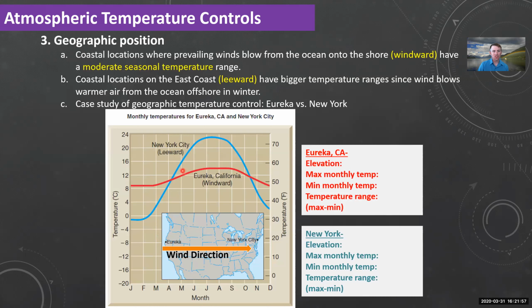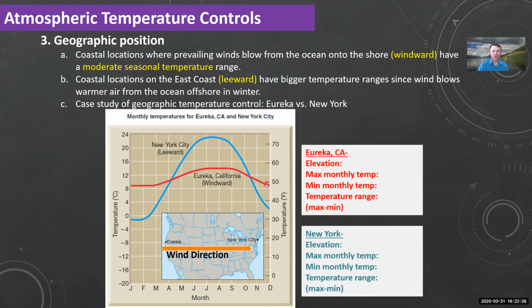So another one is the geographic position, kind of like we talked about Vancouver and Winnipeg. Winnipeg was far away from the ocean. Here in this case, we have Eureka and New York. Both of them are right next to the ocean. But what's kind of funny is Eureka gets these onshore winds that blow onto the shore. It's called a windward side. And so it gets these really steadying temperatures.